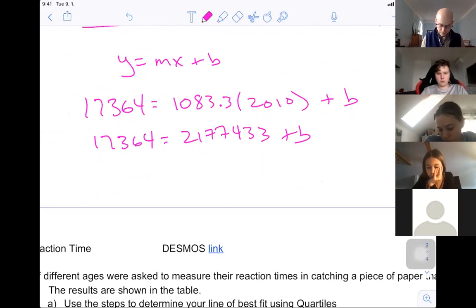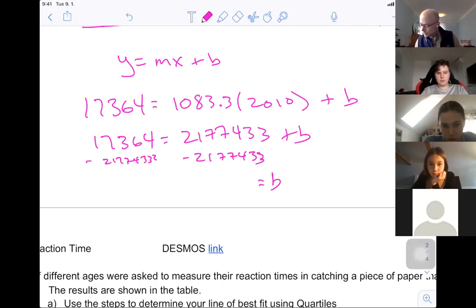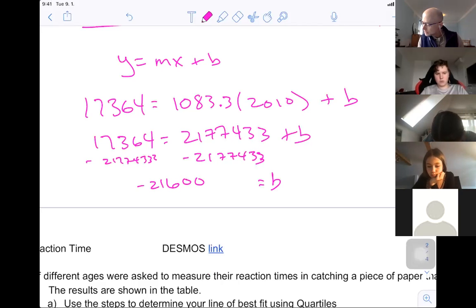2,177,433. Well done. I don't think I could name that number without doing some really serious thinking. Well done. So then b is 1,736,4 minus 2,177,433, which gives negative 2,160,069.